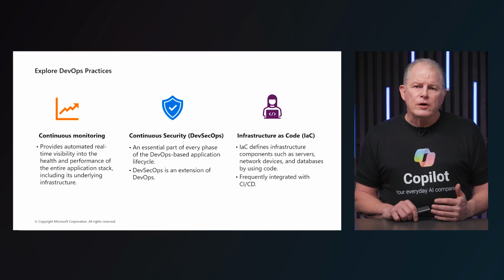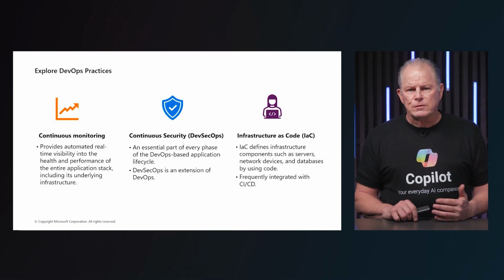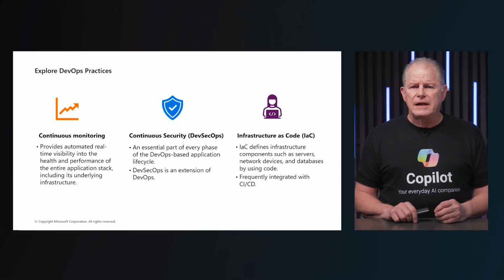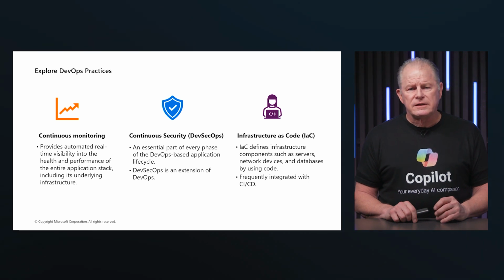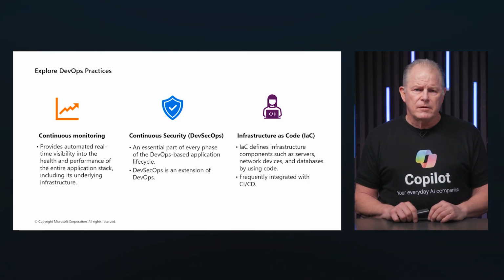For example, you can create a script to provision virtual machines, storage accounts, and networking components. This script can be stored in version control systems, allowing you to track changes and roll back if needed. IaC makes it easy to replicate environments, ensuring consistency across development, test, and production.